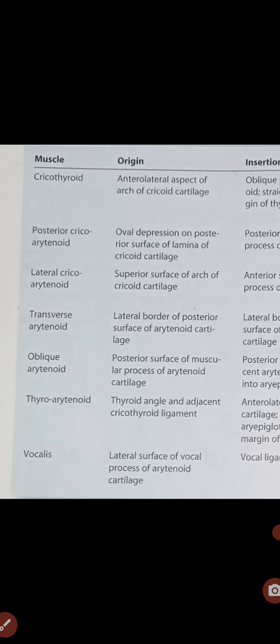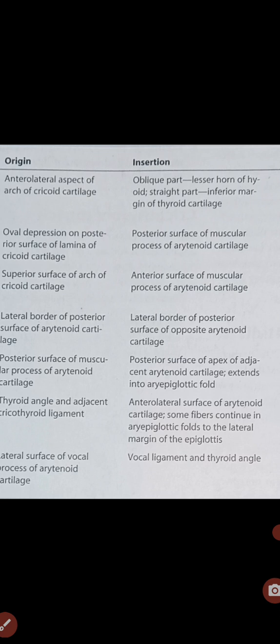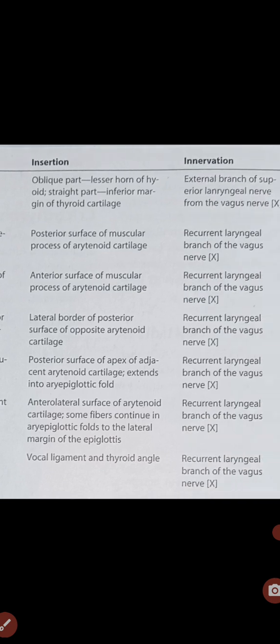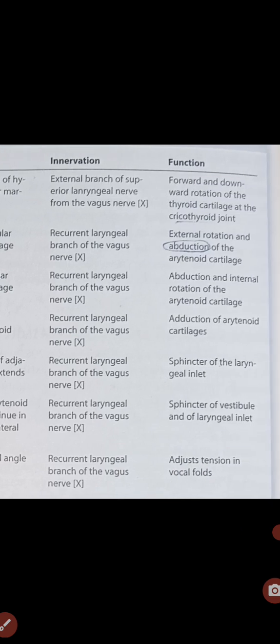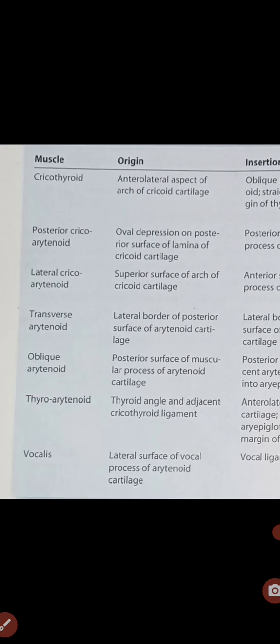Next is the oblique arytenoid. Origin is from the posterior surface of the muscular process of the arytenoid cartilage, and insertion is on the posterior surface of the apex of the adjacent arytenoid cartilage, extending into the aryepiglottic fold. Nerve supply is also by the recurrent laryngeal branch of the vagus nerve, and function is as a sphincter of the laryngeal inlet. That is the oblique arytenoid.